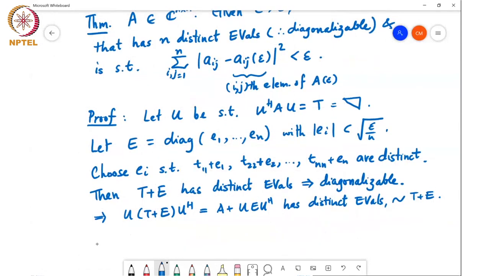So that tells us what we should choose as A of epsilon. Let A of epsilon be equal to A plus U E U Hermitian, which implies A minus A of epsilon is going to be minus U E U Hermitian. We have already seen that A of epsilon is diagonalizable. We just need to show that the Frobenius norm squared of A minus A of epsilon is going to be less than epsilon. That will satisfy this last requirement of the theorem.